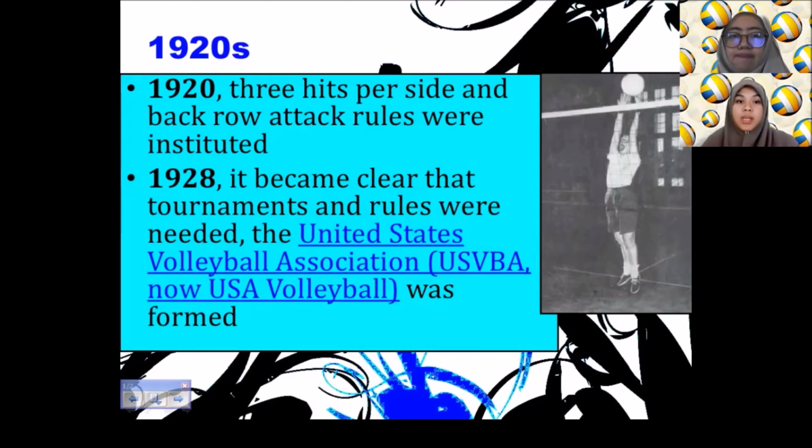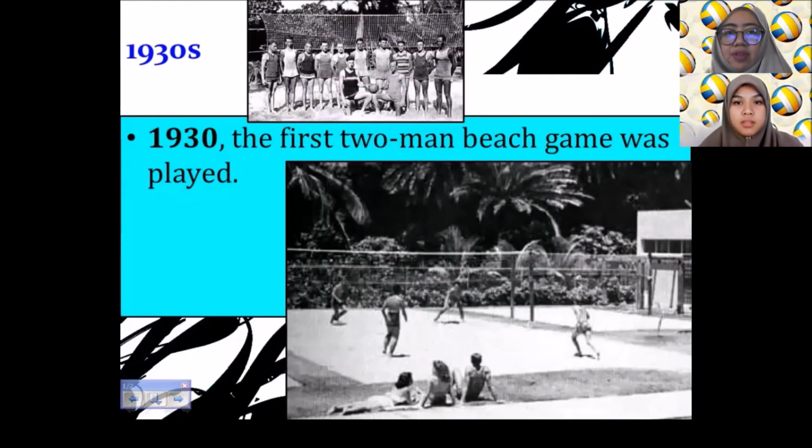Right? So in 1928, it became clear that tournaments and rules were needed. So they made an association to emphasize the rules so that nobody changes them. The United States made the Volleyball Association. So that's when it was formed. If you know the volleyball game, there are actually two types of volleyball, right? One is indoor and one is beach volleyball. So in 1930, the first two-man beach game was played.